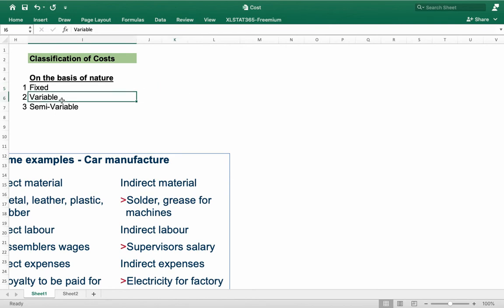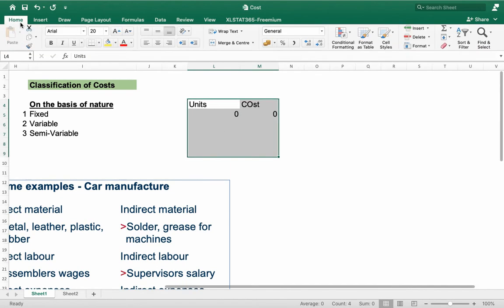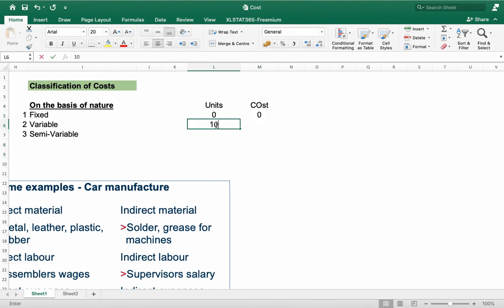Now variable cost. Variable cost will vary according to production. Suppose if you are producing 0 units, then variable cost will also remain 0. This is the units, and this is the cost. You are not producing anything, so variable cost will also not arise. But if you are producing 100 units, then variable cost is coming to 2000, suppose.